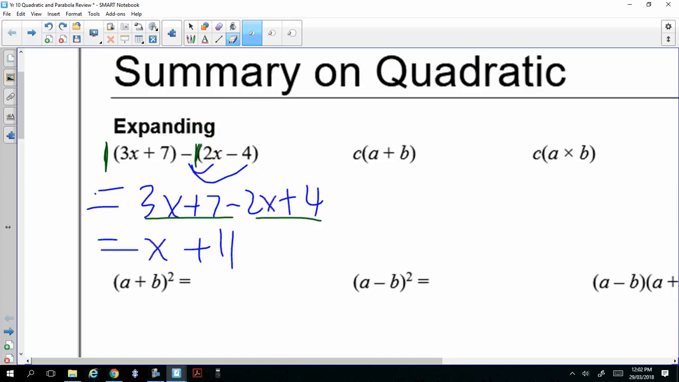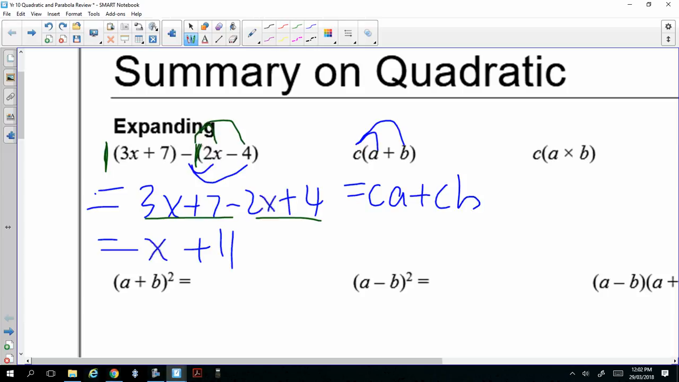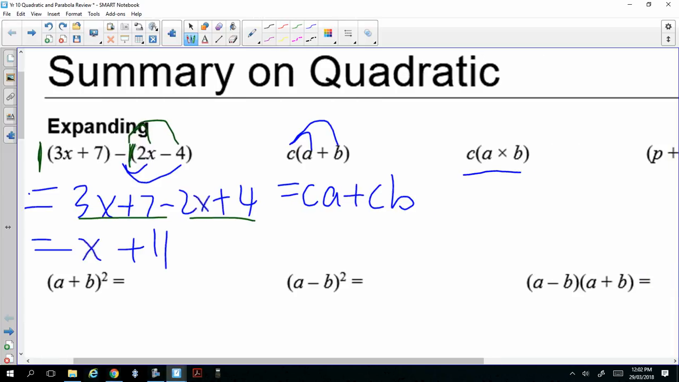So go back here, times these two. Okay, next question. Times both by C, so CA plus CB. But be careful with times, you do CAB, which becomes ABC. Okay, any question? Right, see the difference between when there's a plus in the middle and there's a times. You do completely different things. Yeah? Completely different.